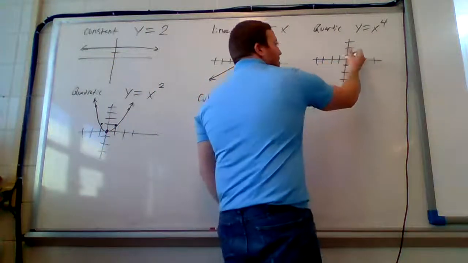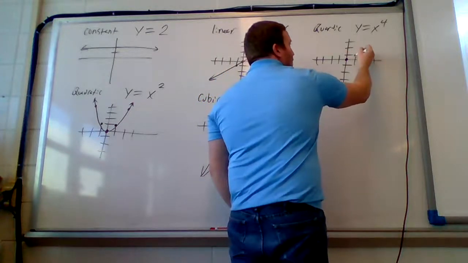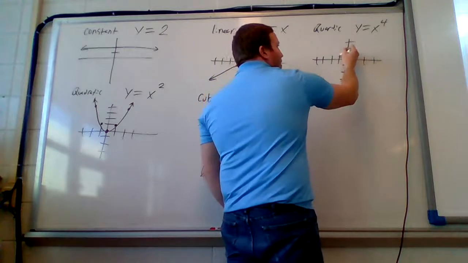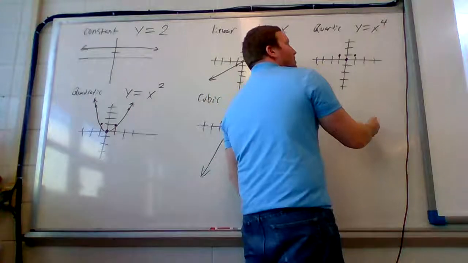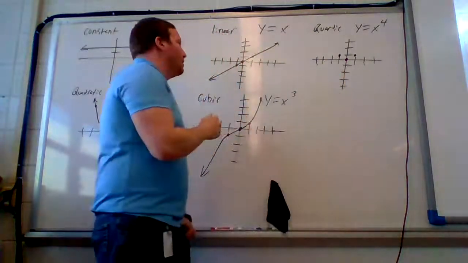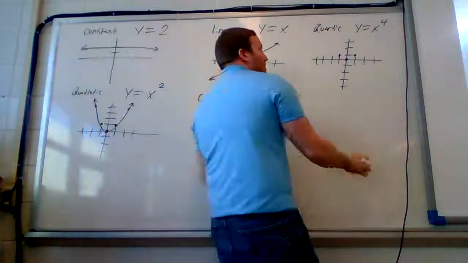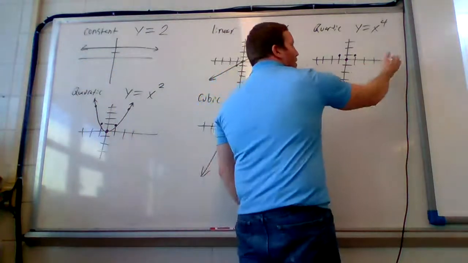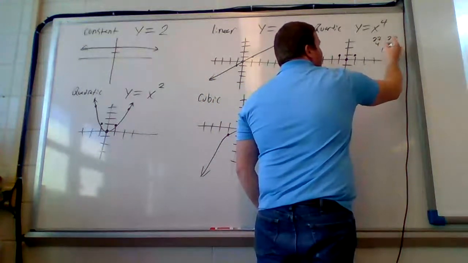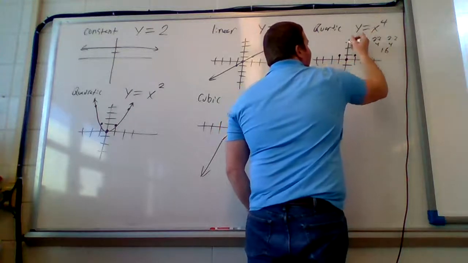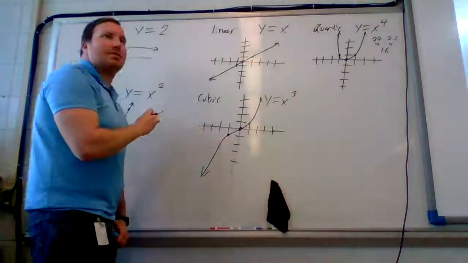So at 0, I'm still at 0. 0 to the 4th is still 0. 1 to the 4th degree, still 1. Negative 1 to the 4th degree, still 1. But 2 to the 4th degree is 2 times 2 times 2 times 2. So rather than going up to 4, we're now going to be going up to 16. 2 times 2 gets you 4. We'll have that twice, right? So that gets us 16. So we're going to be way up high. So we have a very steep U shape in this case.